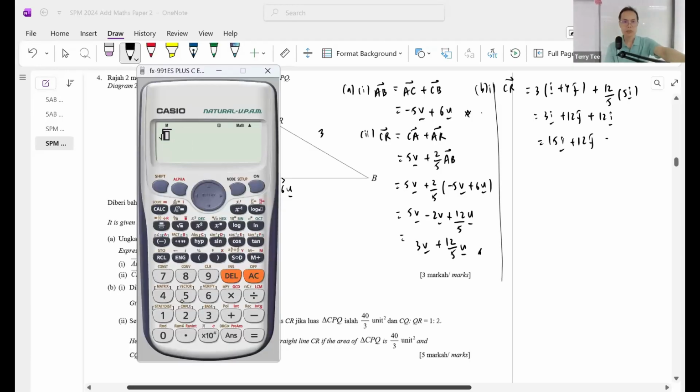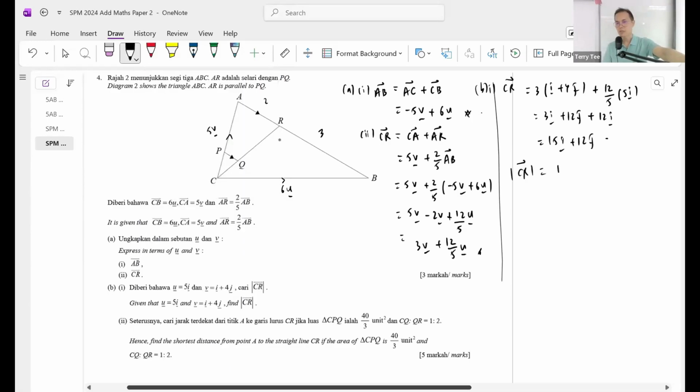Okay, to find the magnitude, what will most people do? They will take calculator straight away. 15 square plus 12 square. You can do that. You can actually factorize as well, but it's okay. I think I use a standard way. CR, the magnitude is 15 square plus 12 square root. Yeah, this is 369. Square root.